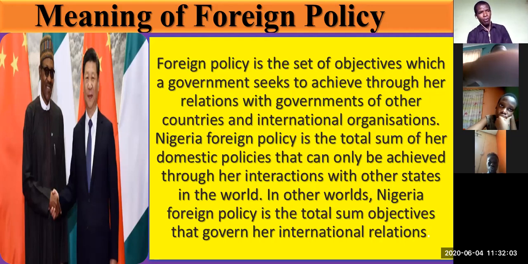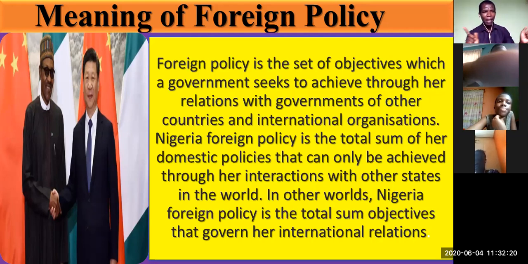And when we say Nigeria's foreign policy, as you can see, it's the totality of objectives. It is the sum total of what Nigeria intends to achieve in her relationship with other states in the world.